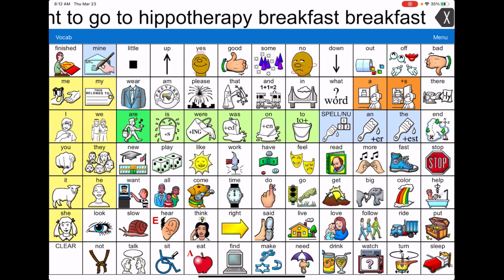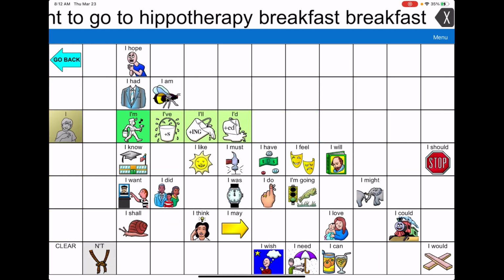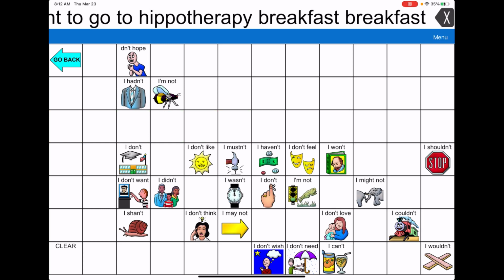I'm going to show you again. When I initially hit I, you can see all these are positive. I know, I like, I must, I have, I feel. But if I hit the not button, then it's I don't like, I mustn't, I haven't, I don't feel. So you can see that the child can also give that negative or protest by using their words.